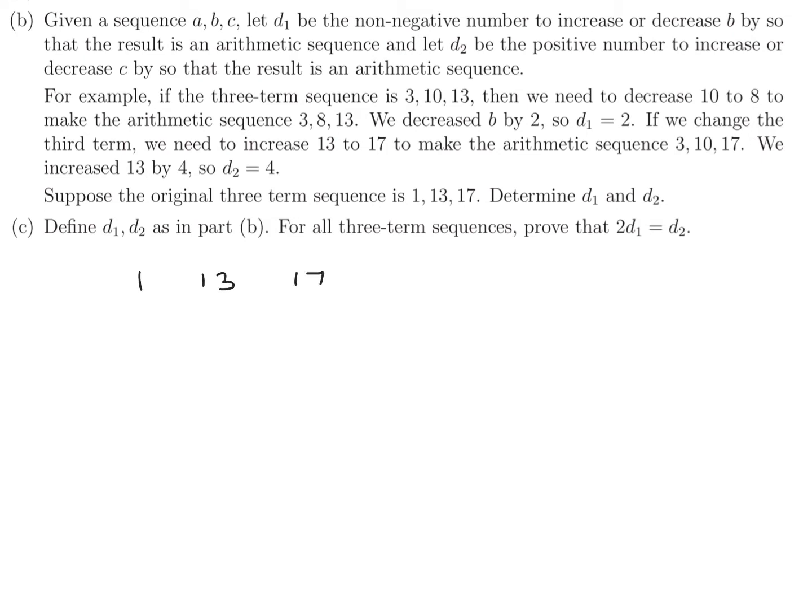1, 13, and 17. So we have to make this into an arithmetic sequence by modifying either this term or this term. That's basically what the question is saying. Okay, so let's fiddle around with this and see what we get. I think from here to here that's 12, and from here to here that's 4. Now, if from here to here we can make that 12, then that would be an arithmetic sequence. To do that, we would have to make that a 25.